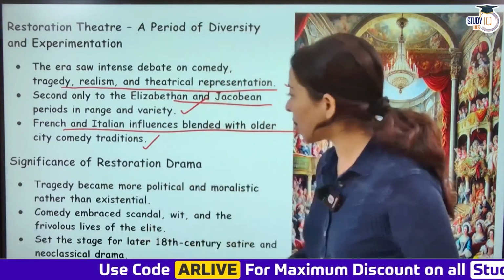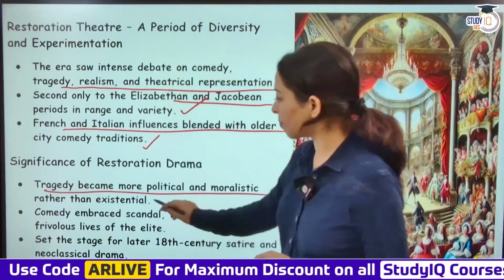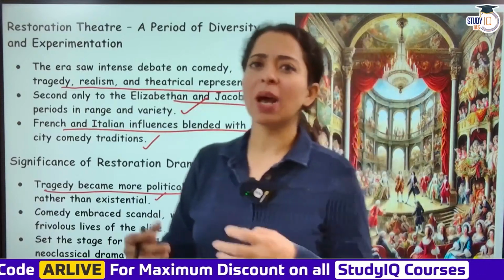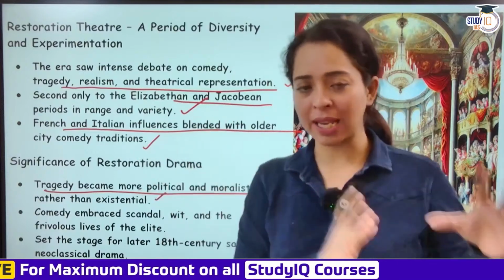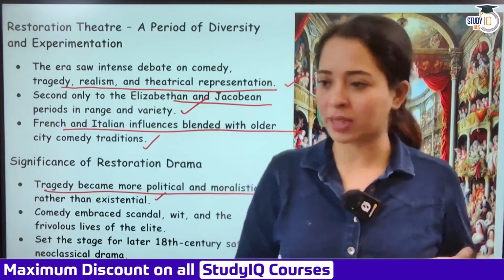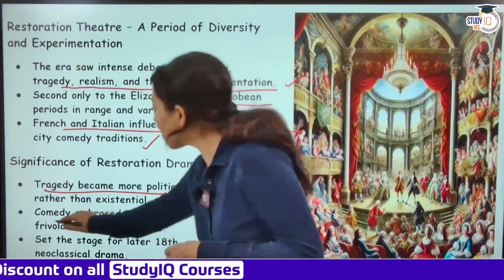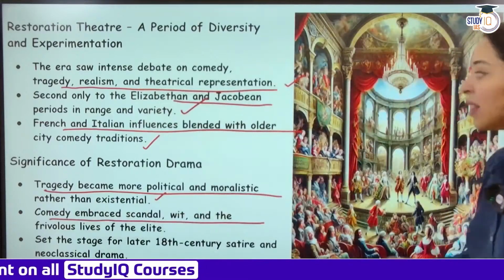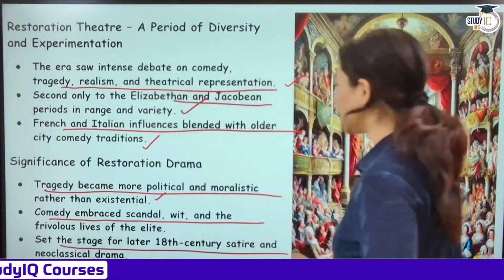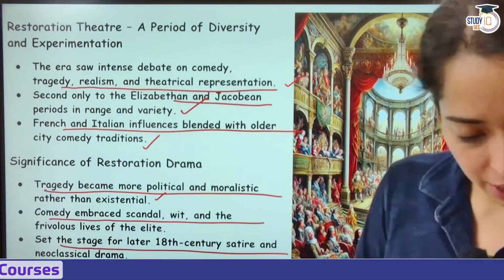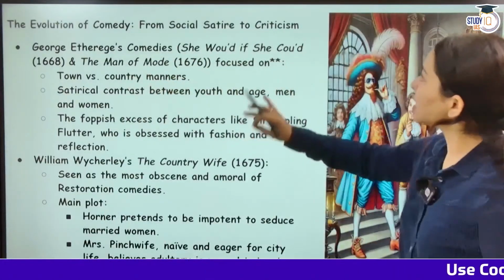Significance of Restoration drama: tragedy became more political and moralistic rather than existential. Okay, so existential is like, why have we come into this world, what is our purpose, why have we come? That was not there, because it was very much there in the Shakespearean era. This time it became more political and more moralistic. Comedy embraced scandal, wit, and the frivolous lives of the elite, and it set the stage for later 18th century satire and neoclassical drama. Then you have the evolution of comedy from social satire to criticism.